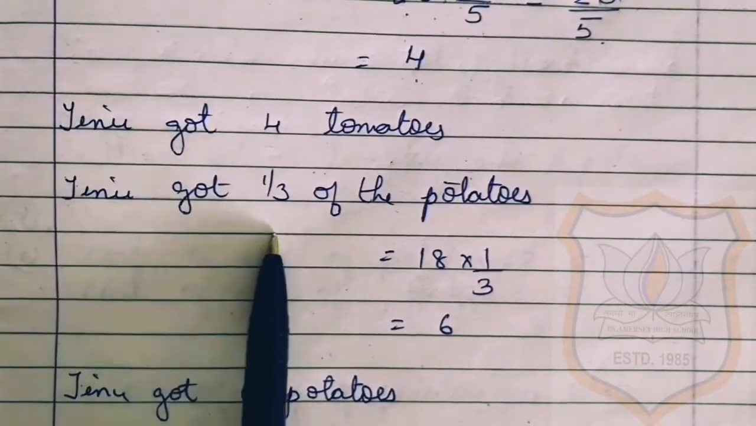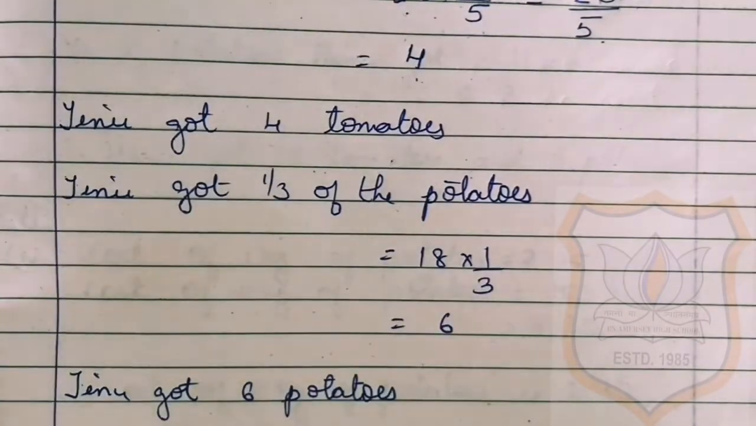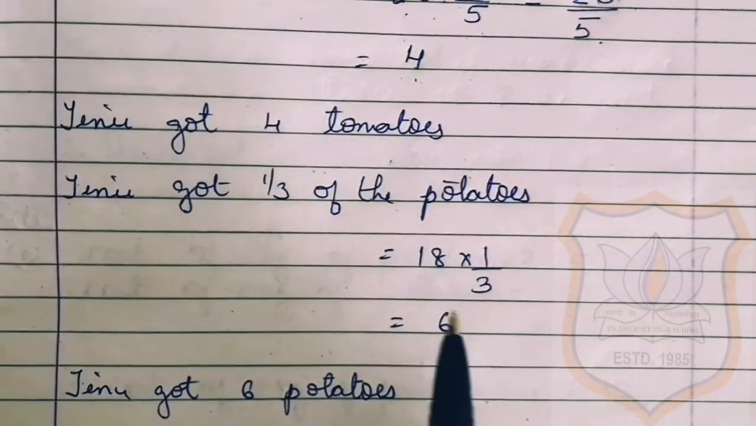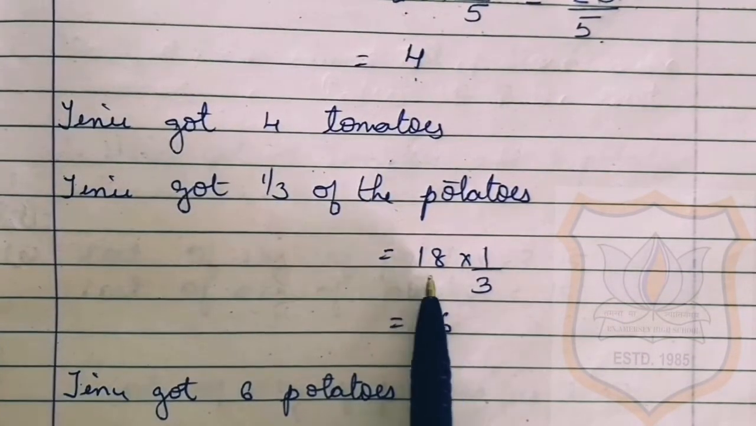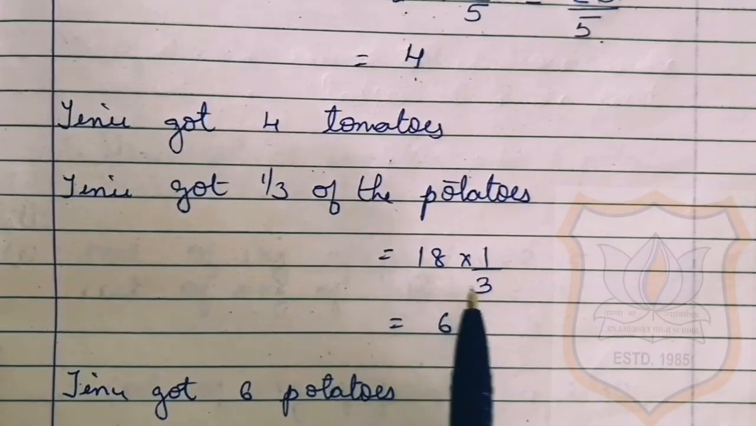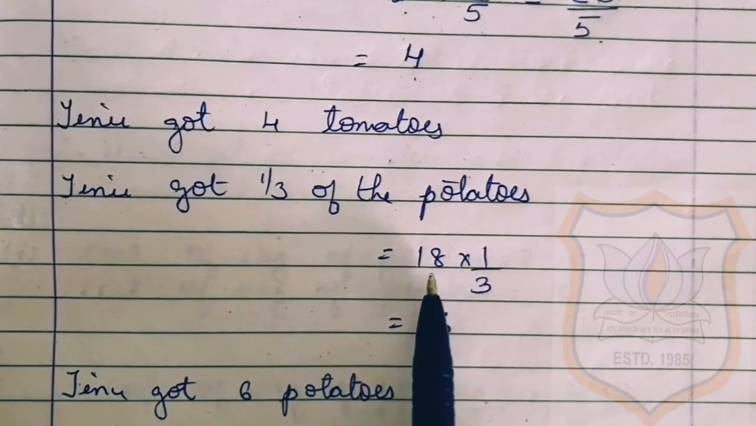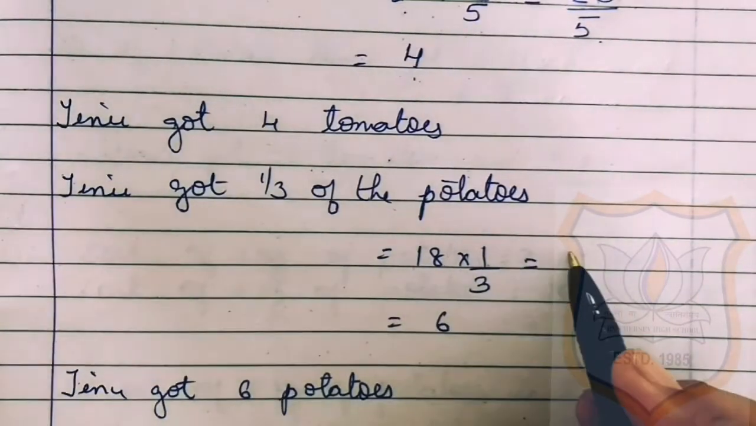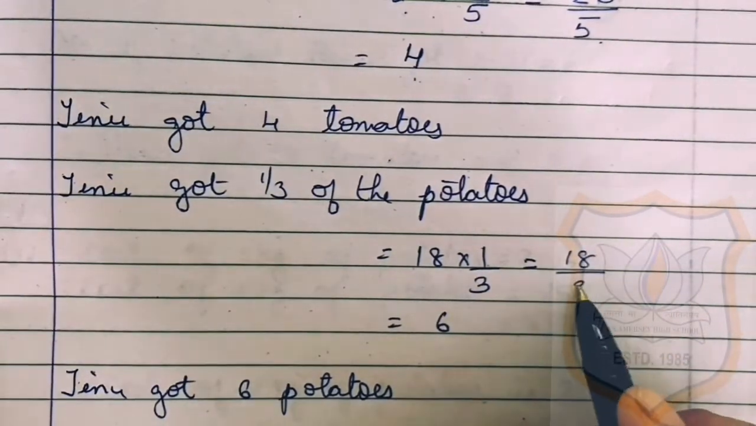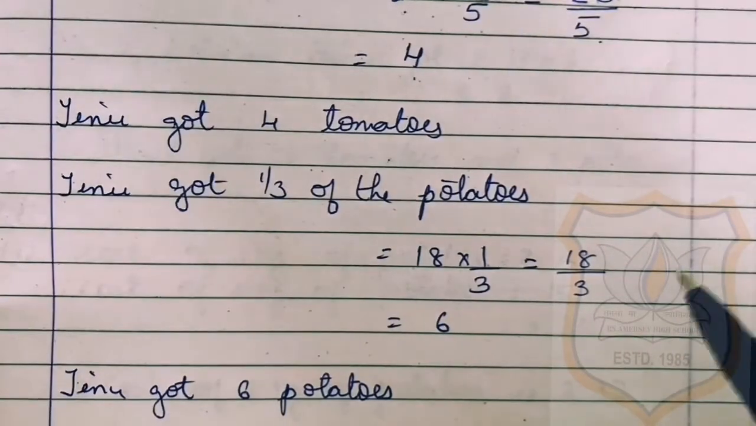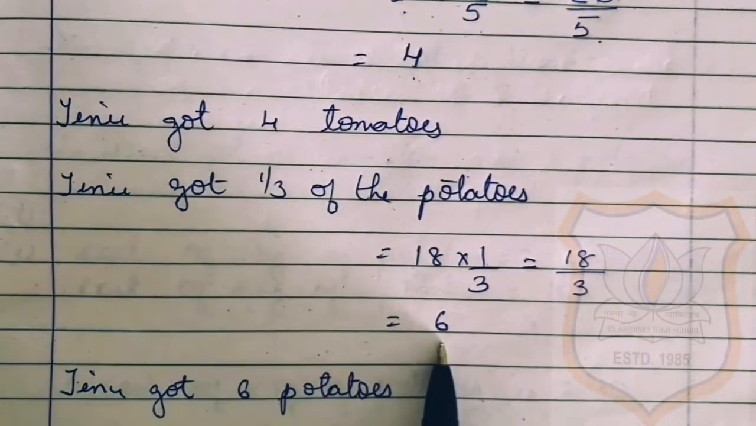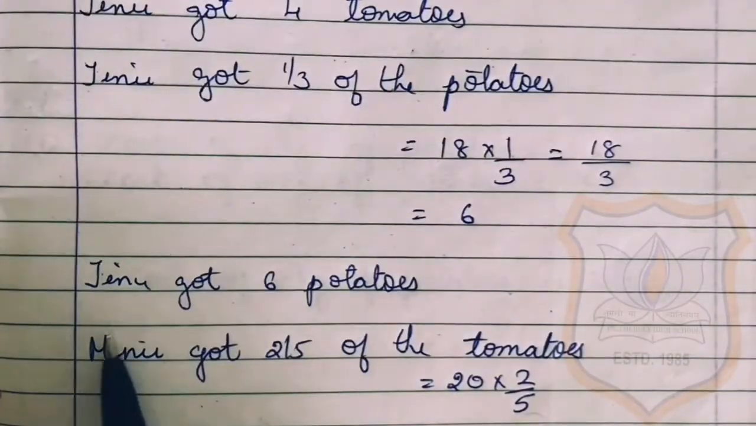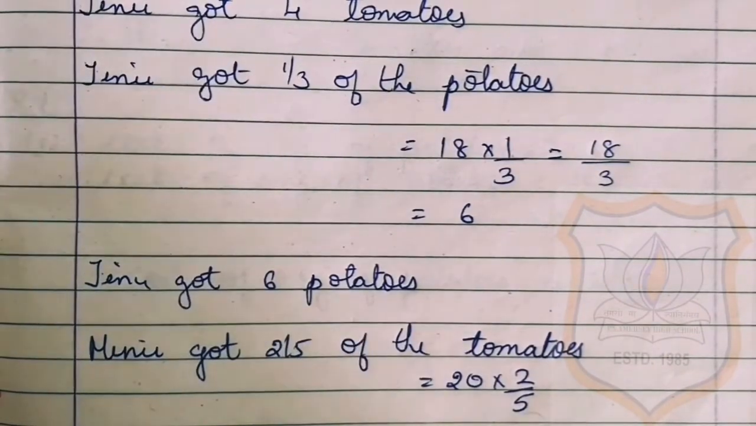Now Tinu got 1/3 of the potatoes. This was also mentioned in the question. Now we have to find out how much is 1/3 of the total potatoes. Here total potatoes were 18. We have to find out the 1/3 part of this 18. So we will multiply 18 by 1 by 3. So we will get 18 ones are 18 and 3 we will write here. So now we have to divide 18 by 3, we will get 6. So Tinu got 6 potatoes.